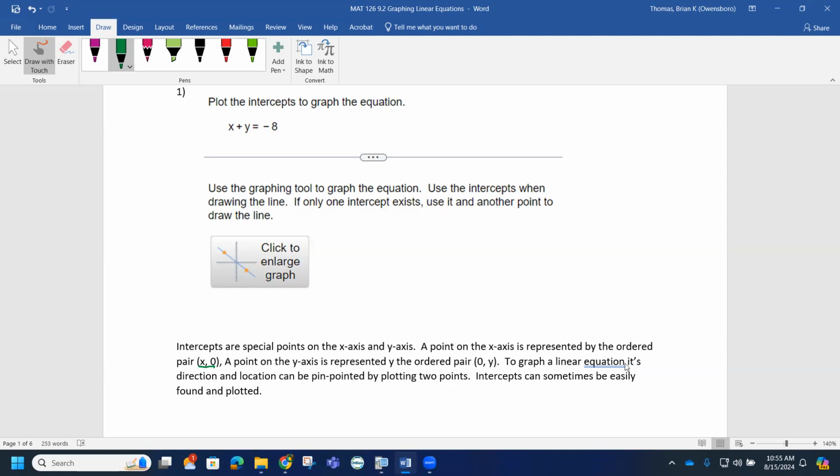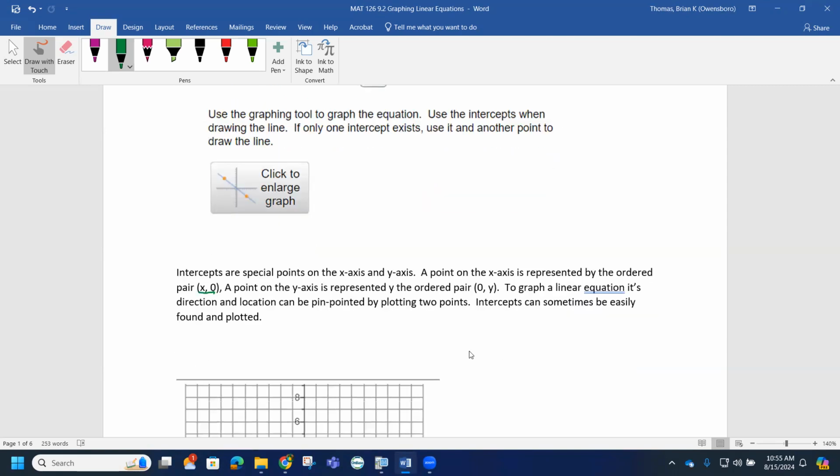So to graph a linear equation, its direction and location can be pinpointed by just plotting these 2 points. So again, intercepts can easily be found and plotted sometimes. So if I look at this problem, x plus y equals -8.